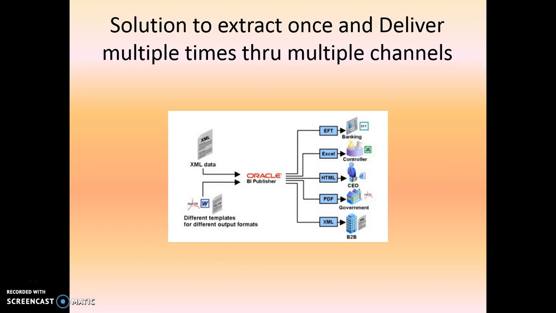BI Publisher now allows users to extract the data once and deliver it in multiple formats. So you can have a simple query, extract the data from your business and deliver it in all the different formats that are required by different users.